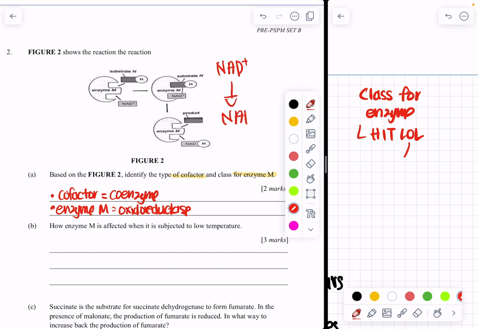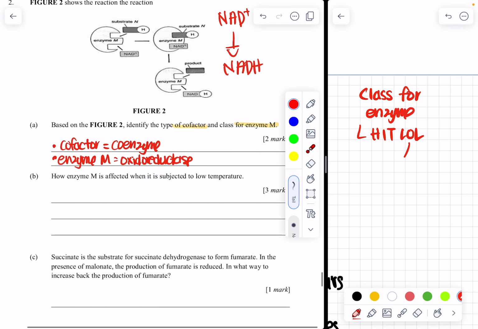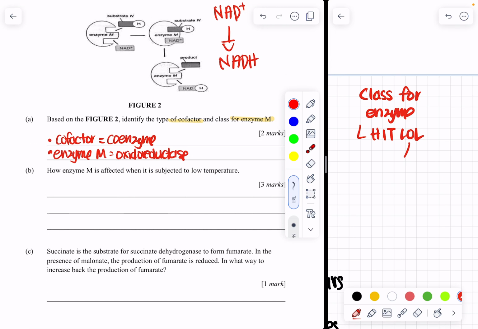That's why when it comes to oxidation or reduction, automatically oxidoreductase. It's not transferase. It's not lyase. I've seen some of your answers. It's not that. If you see it's about oxidation reduction, automatic the answer is oxidoreductase. Okay? So B. How is enzyme M affected when it is subjected to low temperature?